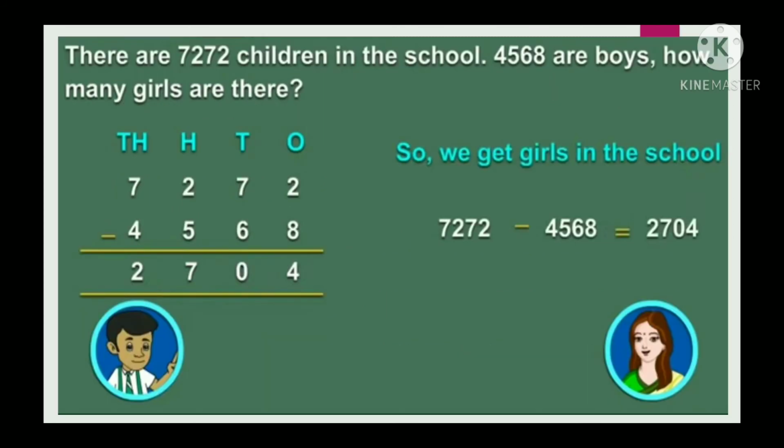Now, we get girls in the school as 7,272 minus 4,568 is equal to 2,704. I hope you have understood how do we make statements for the word problems.